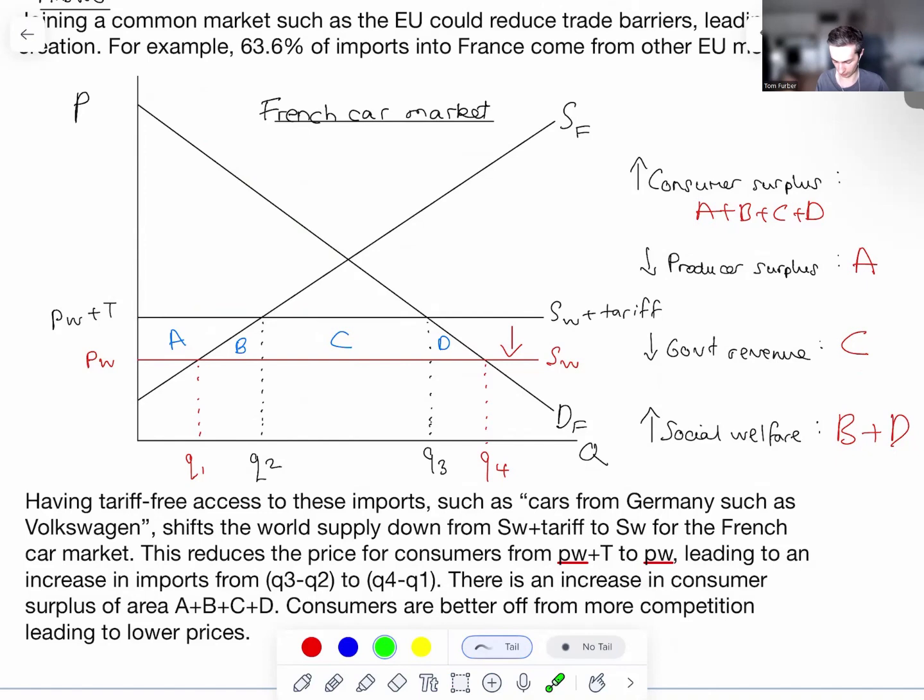But when the tariff falls, consumer surplus increases, consumers are consuming at Q4 and PW. They're willing to pay on the demand curve, but they actually pay the world price. So their consumer surplus has increased to this, and the increase is A plus B plus C plus D, this area here.